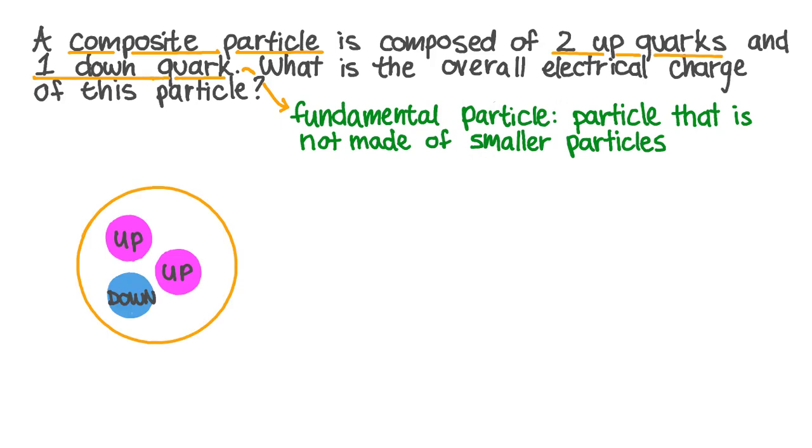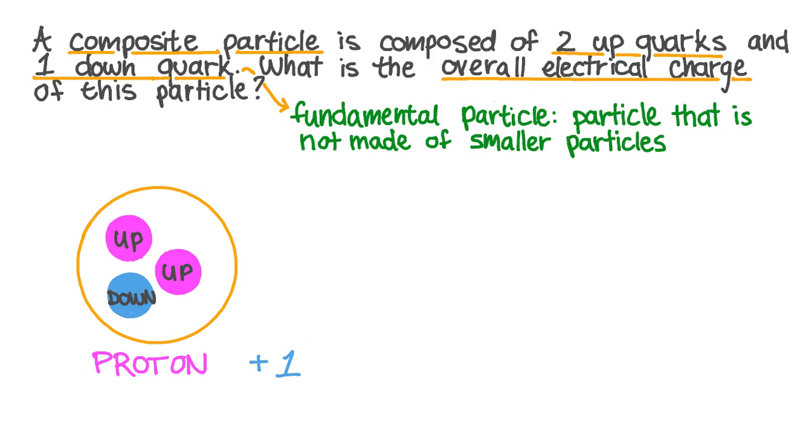The composite particle in this question is made of 2 up quarks and 1 down quark. The particle that's made of 2 up quarks and a down quark is the proton. The overall electrical charge of the proton is +1.